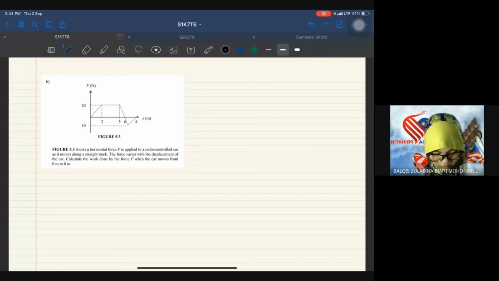Okay, this one is still question 8, but question 8B. A horizontal force is applied to a car. The force varies with the displacement of the car. Calculate the work done by the force F when the car moves from 0 to 8. So from the start here until the end there. You still apply the same concept, which is work done is equal to the area under the graph.